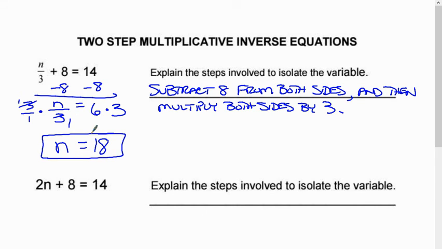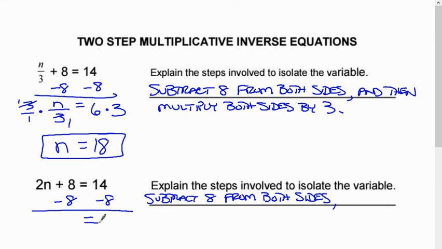Okay, take a look at the second example. 2n plus 8 equals 14. Again, let's get the variable term all by itself. It's on the left-hand side, but it's not alone. Again, it has a positive 8, a plus 8 with it. So the first thing that we're going to have to do, again, is subtract 8 from both sides. Okay, so if we do that on the left, we have to do that on the right. Bring the equal sign down.